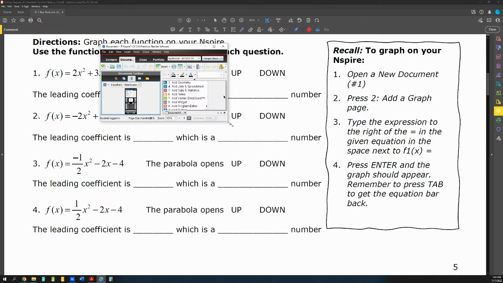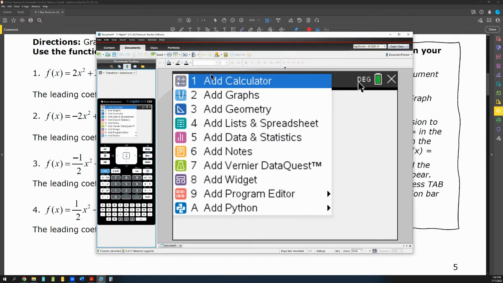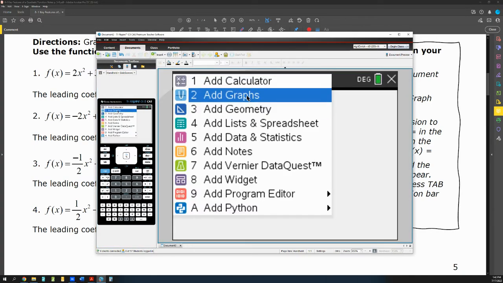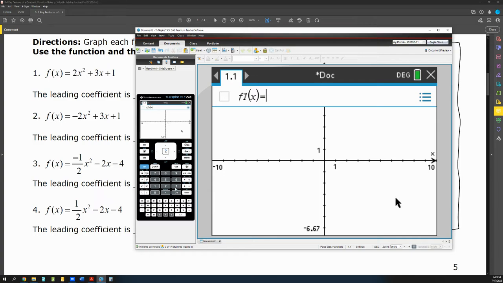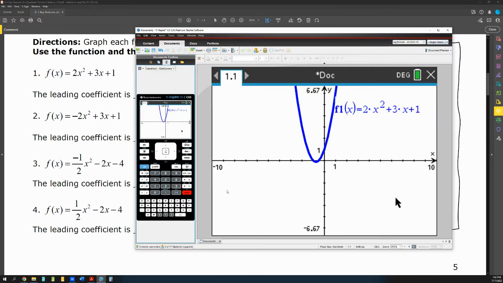So here's the TI Inspire. Let me go ahead and make that a little bit bigger for you. In order to graph this, I'm going to open up a new document. So if I'm right here, I'm going to hit New, and I'm going to add a graph. So that's number 2, add graph. And now it's going to pull up the function right here, f1 of x. And so let's go ahead and type in the equation. We have 2x squared plus 3x plus 1. So 2x, I'm going to use the squared key, and then plus 3x and plus 1. And I'm going to hit enter. And let's take a look at the graph.